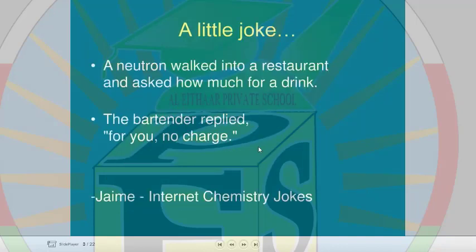Okay, there is a little joke about neutron. A neutron walked into a restaurant and asked how much for a drink. The bartender replied, "For you, no charge." It means that neutron is neutral. It does not possess any charge. So for the joke, the bartender says no charge.